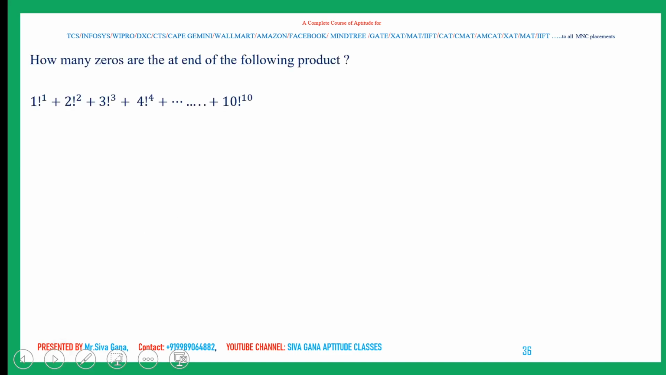How many zeros at the end of the following? This is not the product, right? How many zeros at the end of this? 1 factorial power 1 plus 2 factorial power 2 plus 3 factorial power 3 plus 4 factorial power 4.